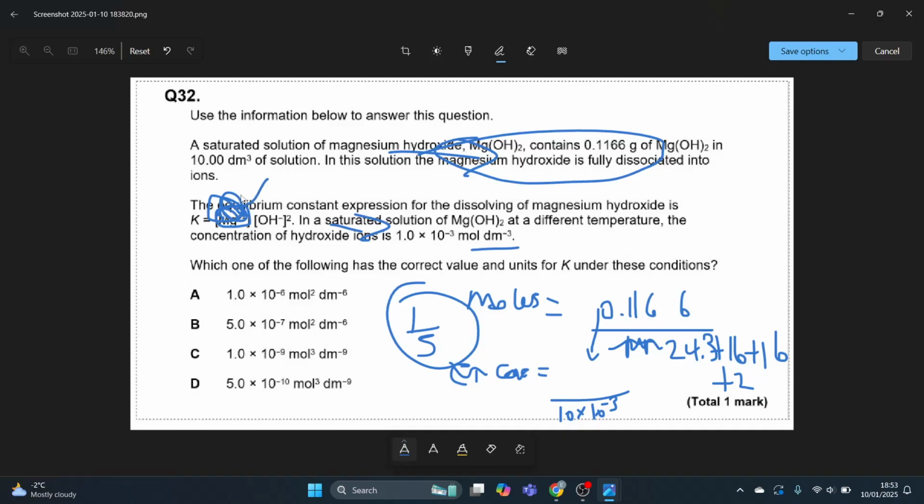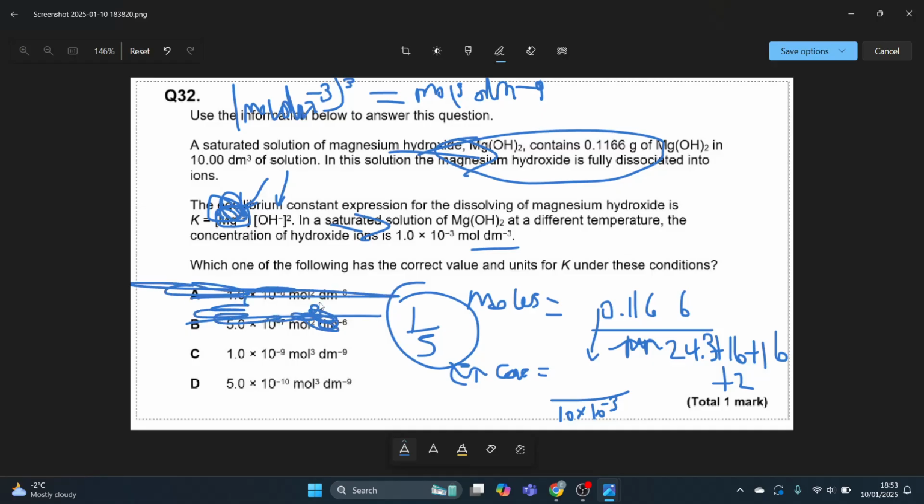Because that's mol per dm cubed, mol per dm cubed squared, that's going to be mol per dm cubed, which is mol to the power 3 dm to the power minus 9. So that's the correct unit. So therefore, I can already eliminate A and B. Obviously, in the exam, you should probably try to find the correct answer, but this is a 1 marker, so I can already eliminate A and B. That's really nice. So I'm left with C and D.